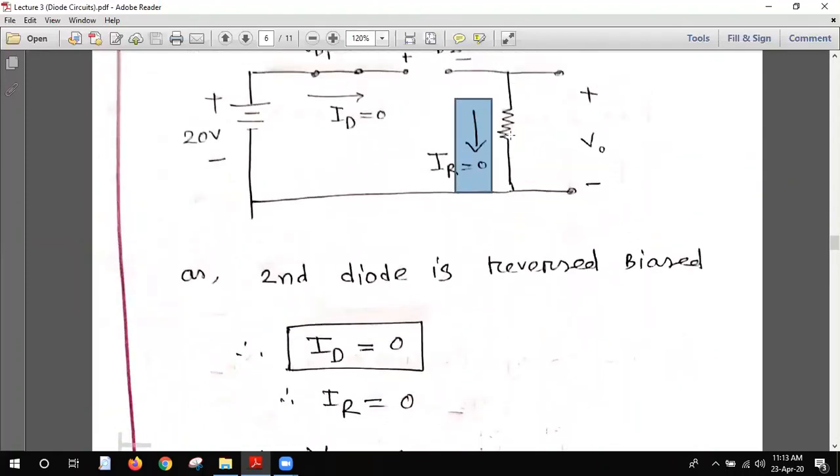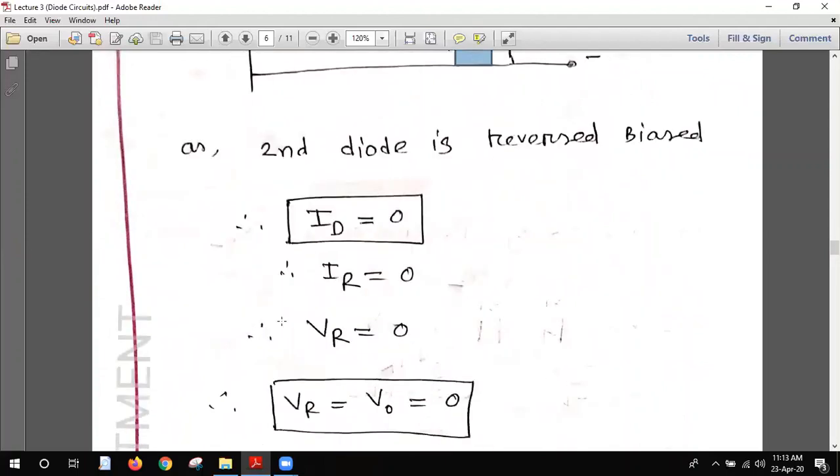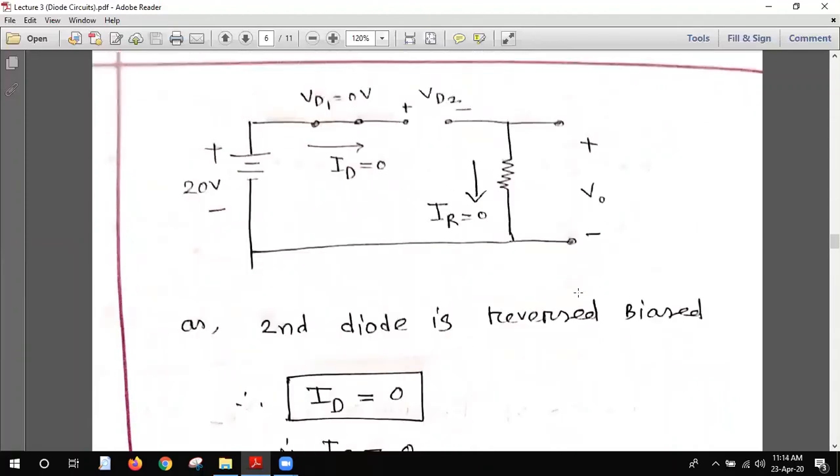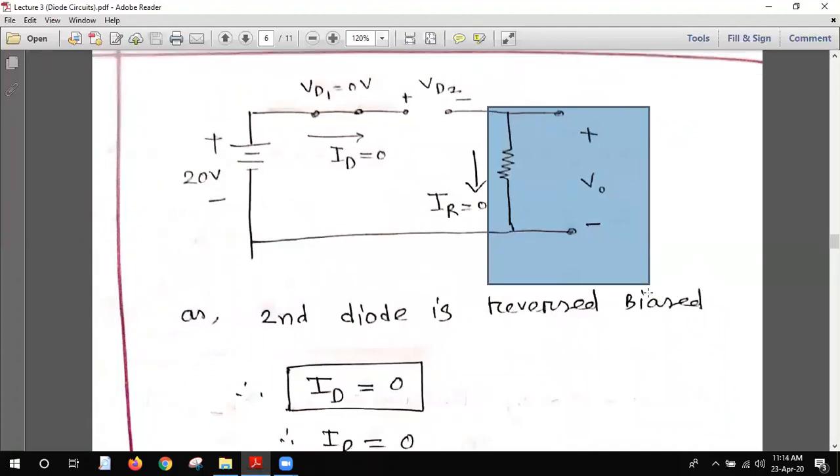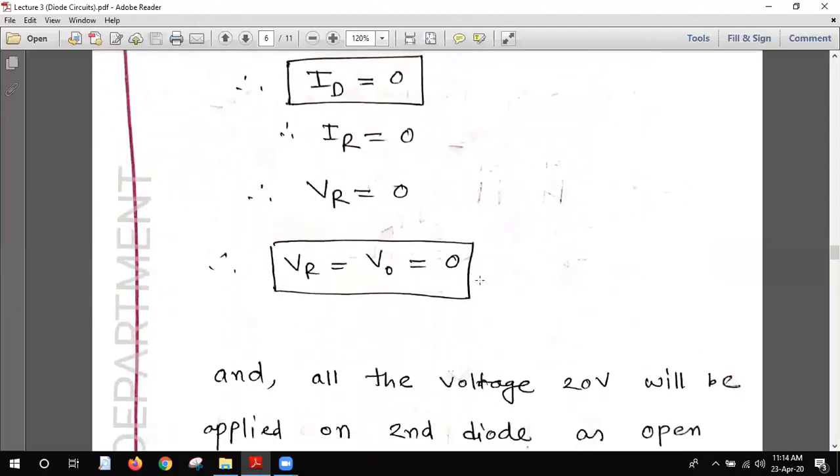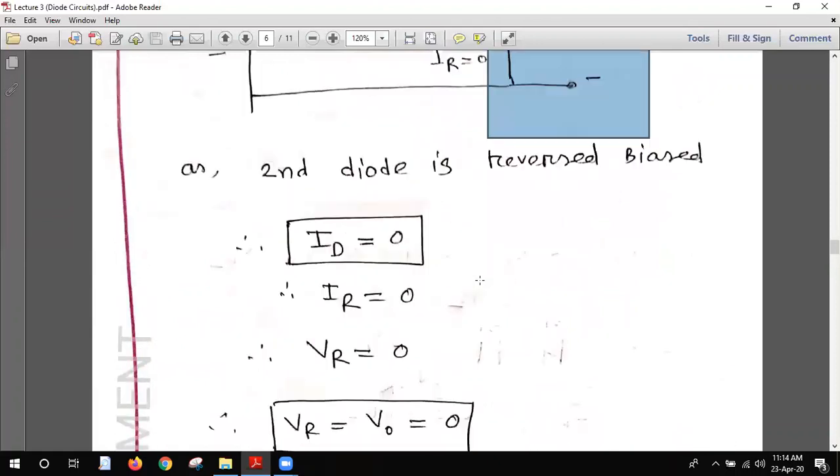As the resistance current is 0, the voltage across the resistance is also 0. So we can see that the voltage across the resistance was the output voltage VO. As the VR is 0, the output voltage is also 0. Hope you understand. Okay, so only one thing is left.